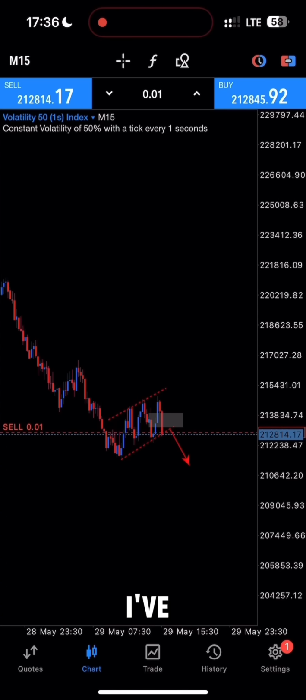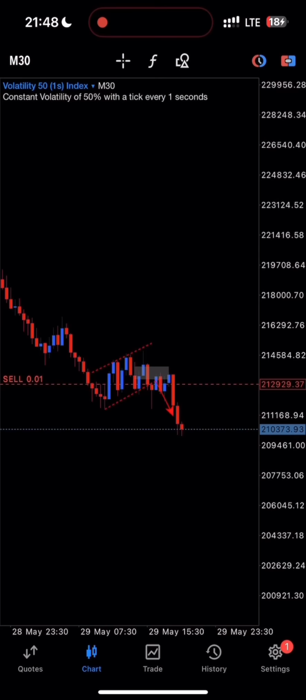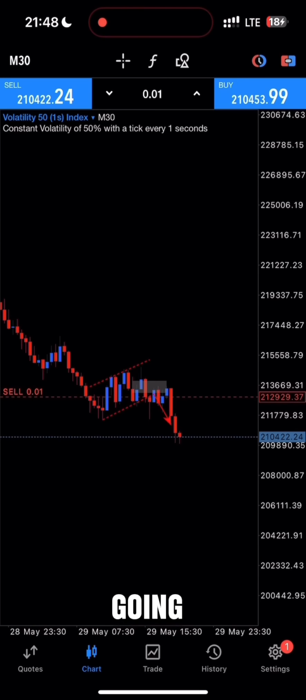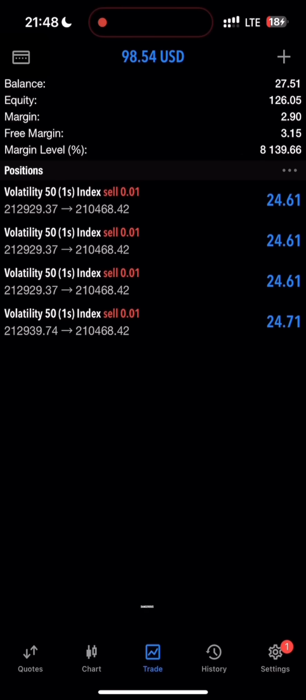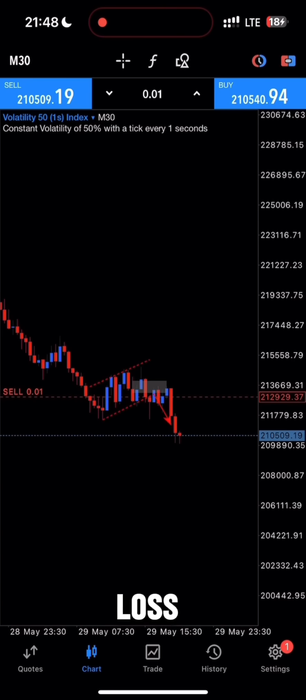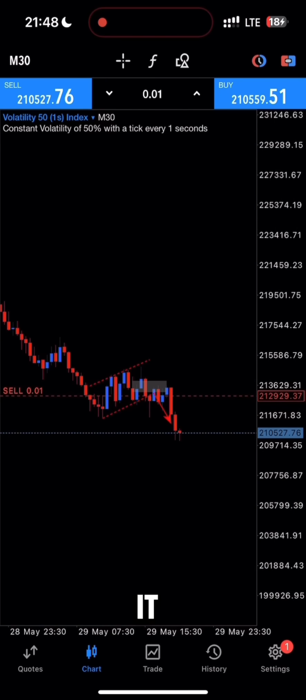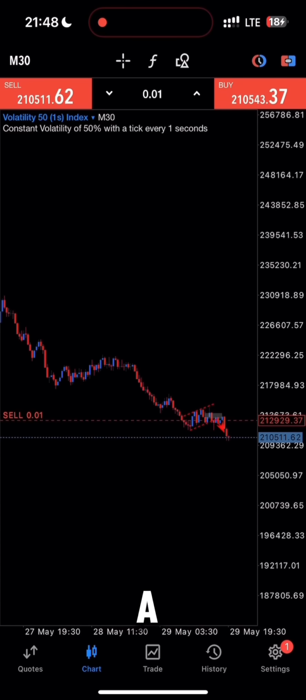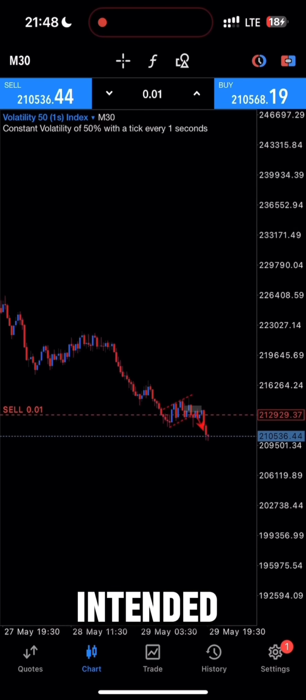So right here I've placed my sell of 0.01 lot and I have multiplied it a bit so that I can earn a bit and we can move faster. If you check that, it has gone up a little bit, but it wasn't dangerous for the account as the maximum loss was like $10, and then it went down to give even much more money. So this is the reason with the flag: when it goes in its intended direction, it will definitely reverse a bit and then go in its intended direction.